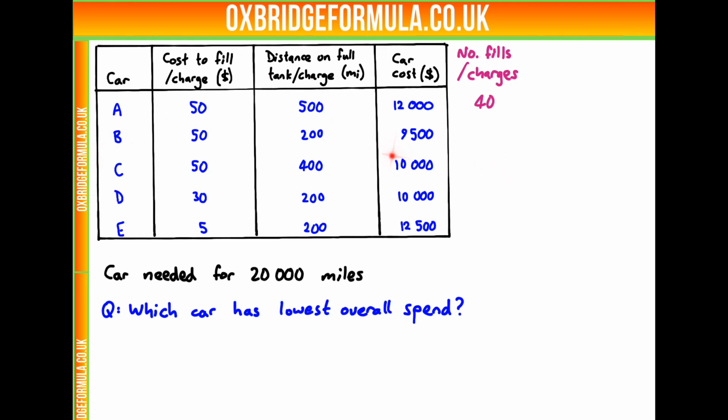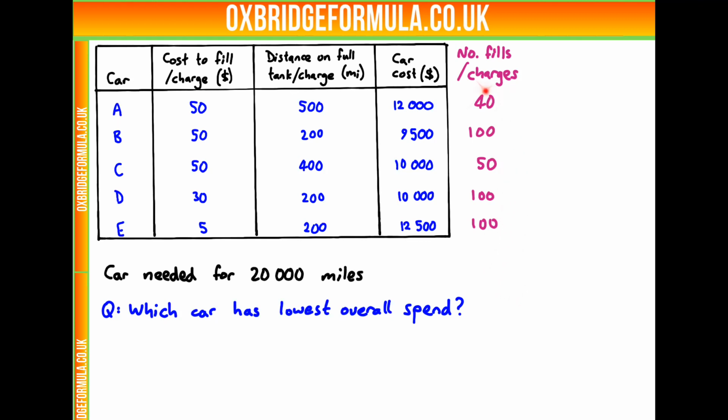For car B, it travels 200 miles per full tank. 20,000 divided by 200 is the same as 200 divided by 2, which is 100. For car C, we have 400 miles. 20,000 divided by 400 is 200 over 4, which is 50. Then we have 2 more 200s, which we've already worked out corresponds to 100.